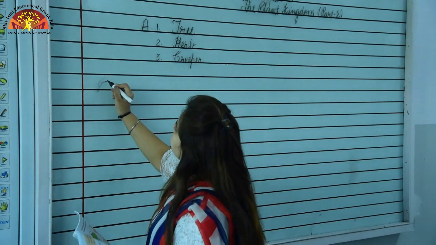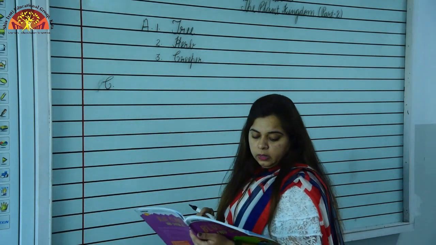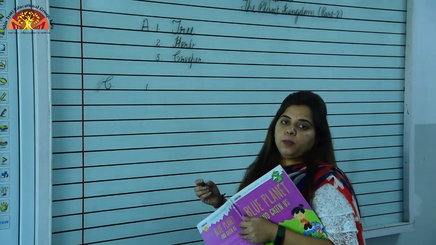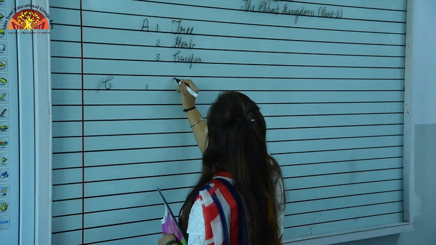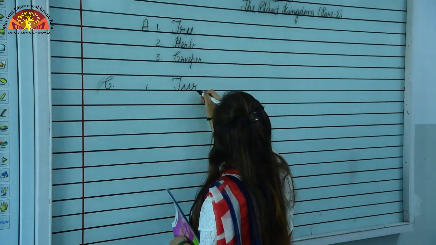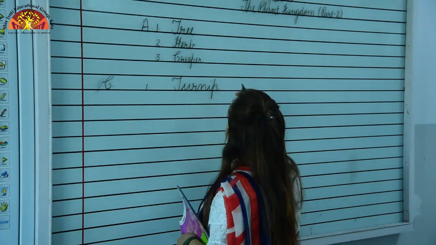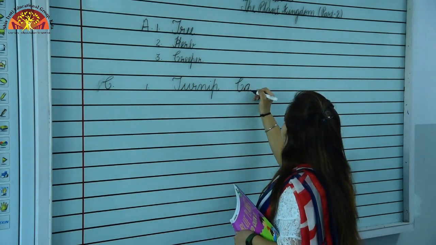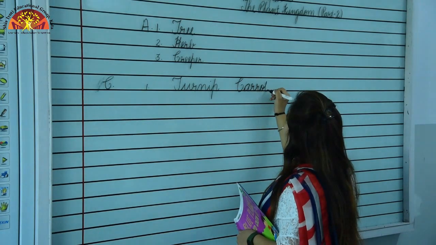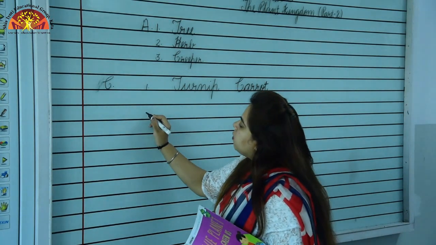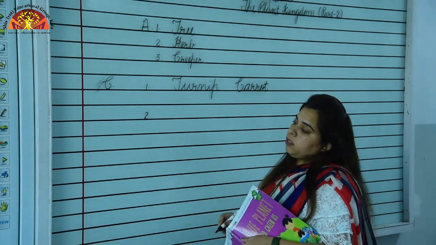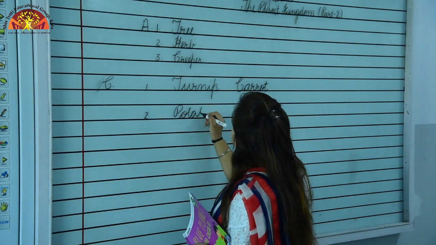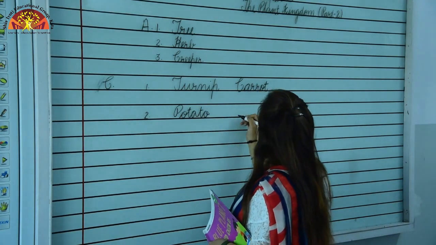Now question number C. Write 2 examples. First, roots. Roots that we eat are turnip and carrot. T-U-R-N-I-P, turnip. T will be capital, children, and carrot. C-A-R-R-O-T, carrot. C will be capital. Number 2, stems. Potato and ginger. P will be capital. P-O-T-A-T-O, and ginger.